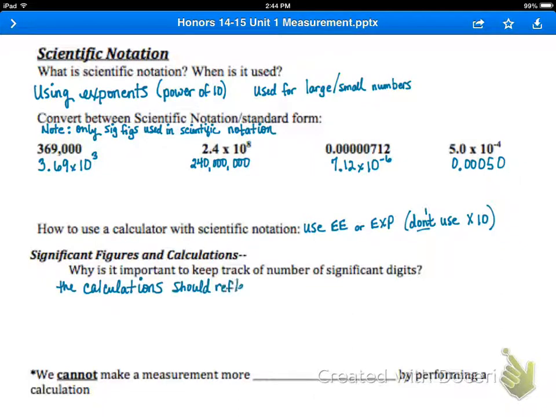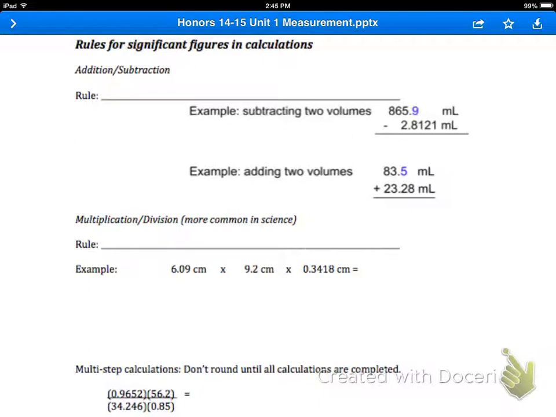It's really important to keep track of the number of significant digits because calculations should reflect the precision of what you use to measure. You cannot make a measurement more precise by doing a calculation, so you can't add extra digits. Rules for significant figures or sig figs in calculation. For addition and subtraction, the rule is that we round to the smallest place value. So the 0.9 here is the smallest place value, so when we do the math, we have to round to that place.